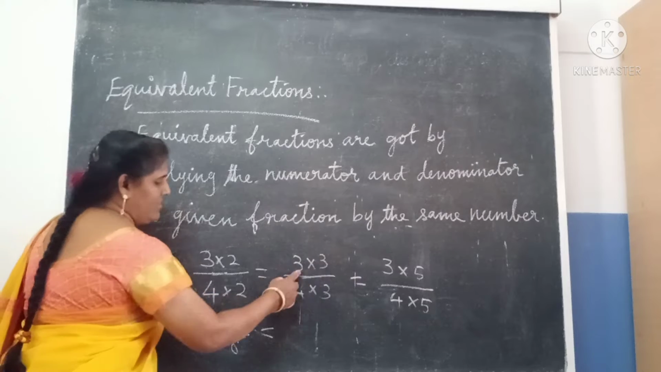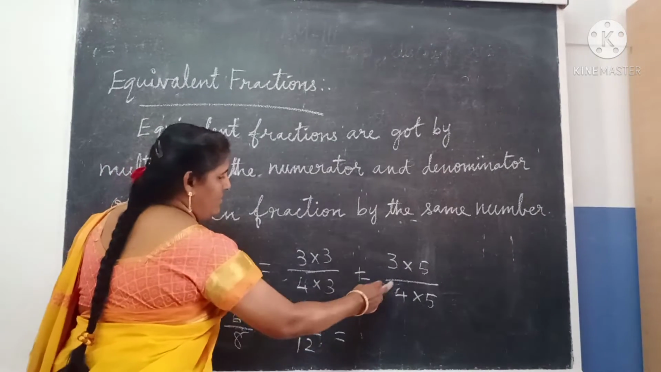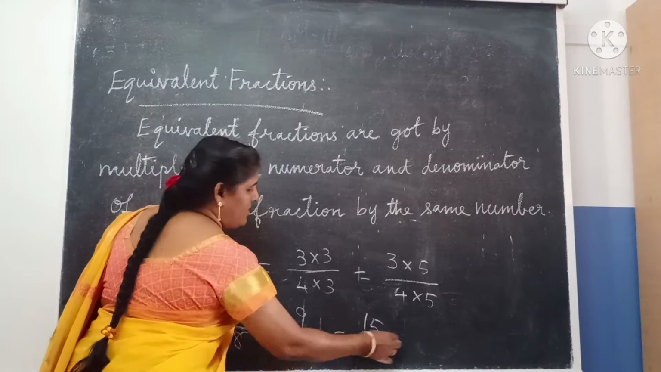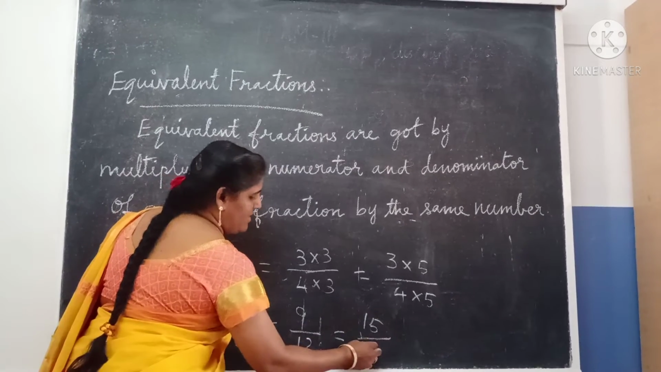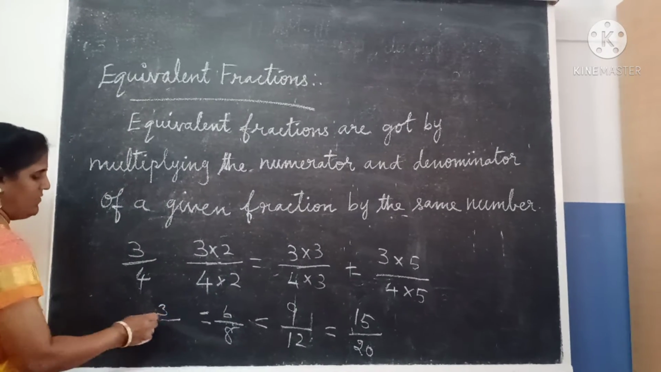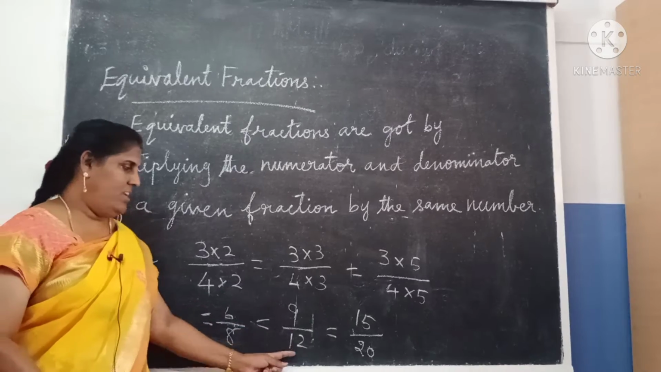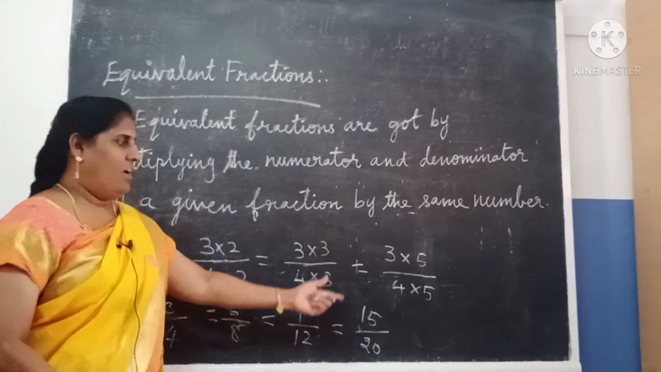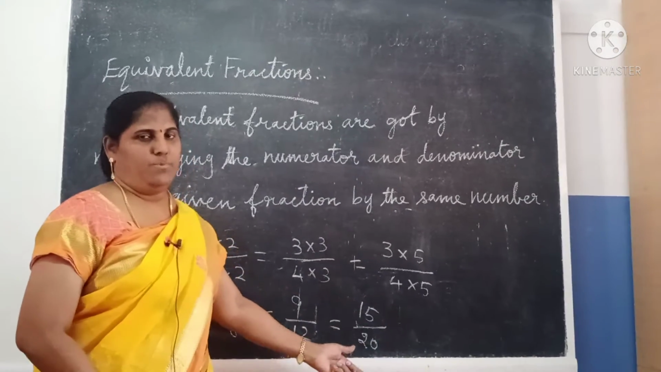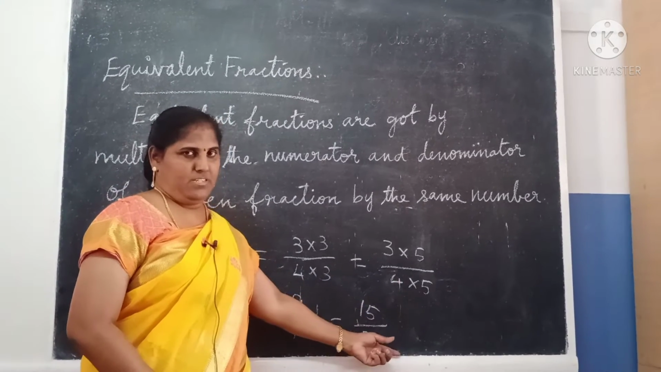The second one, 3 3s are 9, 4 3s are 12, and the third one, 5 3s are 15, 15 by 4 5s are 20. So the equivalent fractions of 3 by 4 are 6 by 8, 9 by 12, 15 by 20, whatever it is. However many tables you know, just take and write. You can find other equivalent fractions also.